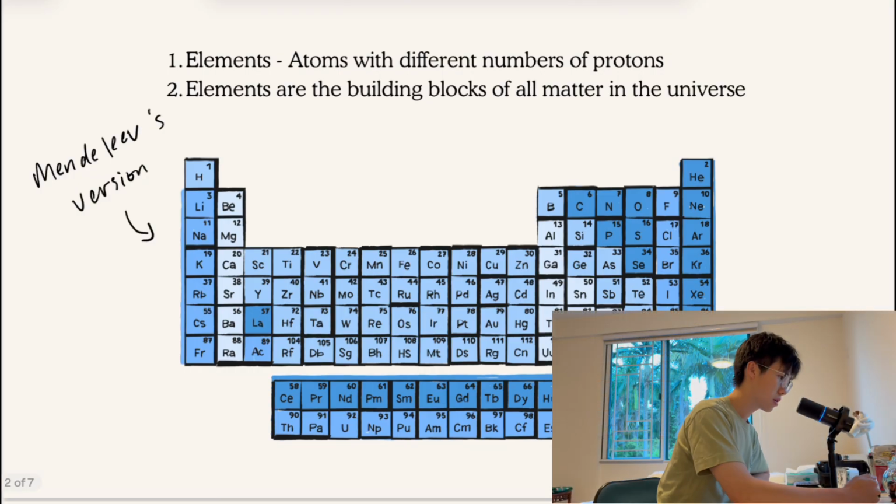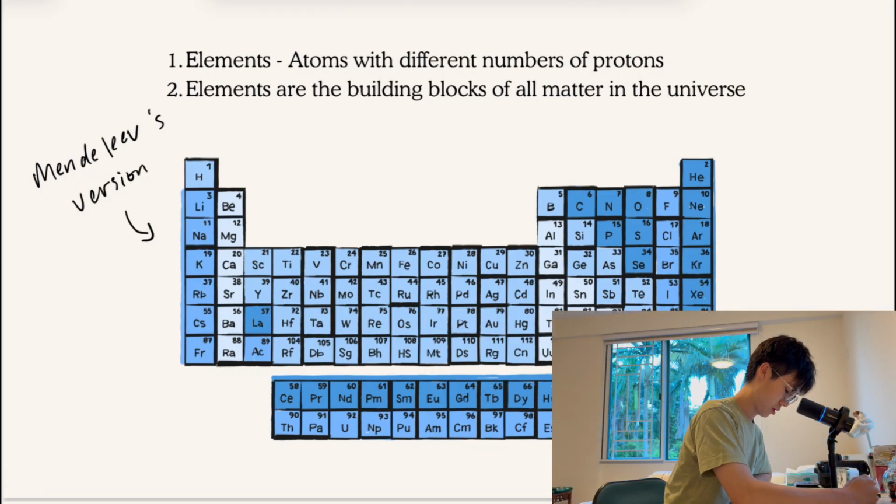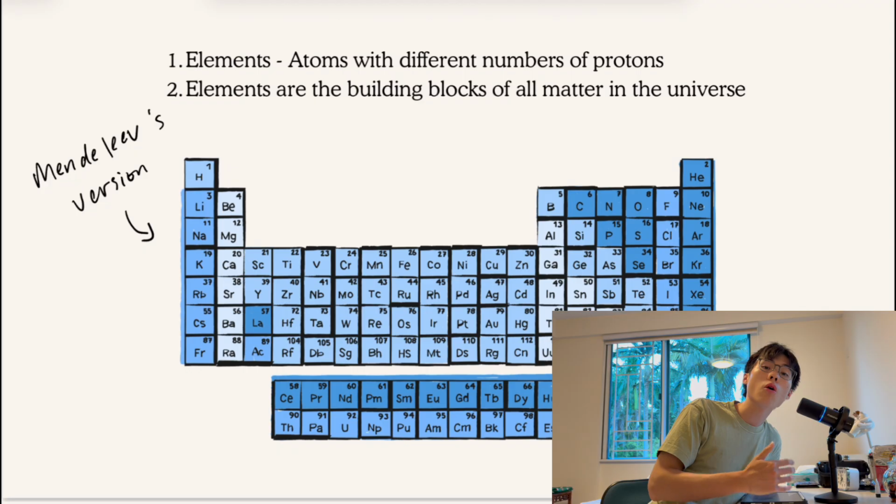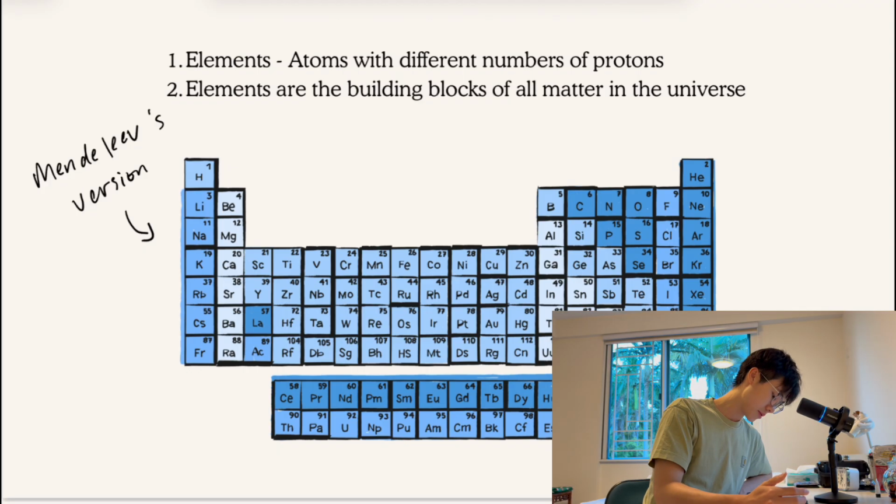So first of all, I would like to define elements, which are basically different types of atoms with different numbers of protons and electrons. And within each element, there are different isotopes with different numbers of neutrons but the same number of protons and electrons. And the periodic table basically lists all the different elements that have been discovered in the universe.